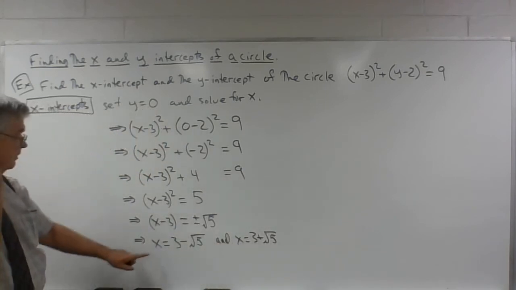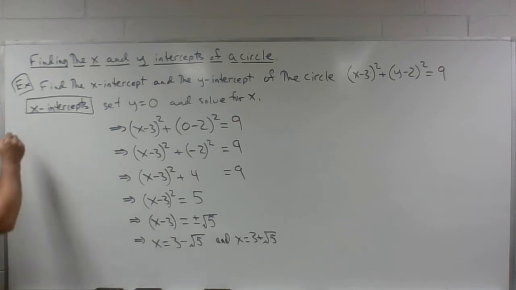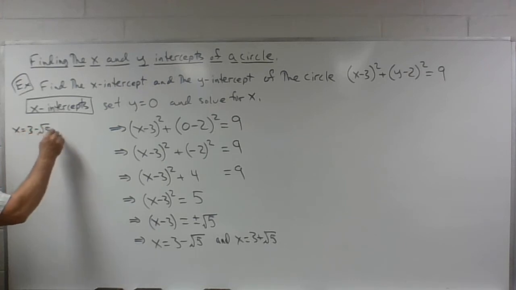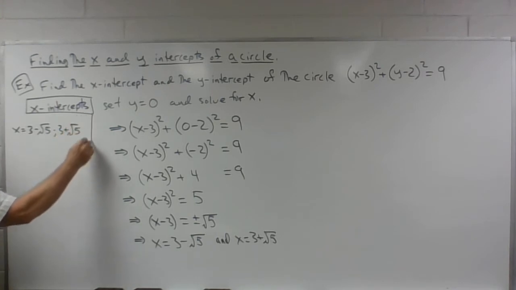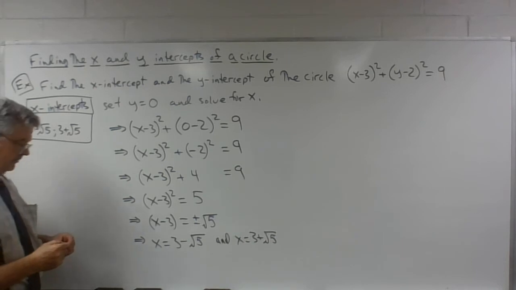Square root of 5. We take the square root of both sides, so plus or minus the square root of 5. Those are the two solutions. These are the x-intercepts: 3 minus the square root of 5 and 3 plus the square root of 5. Let's see if I can do better for the y-intercepts, okay?